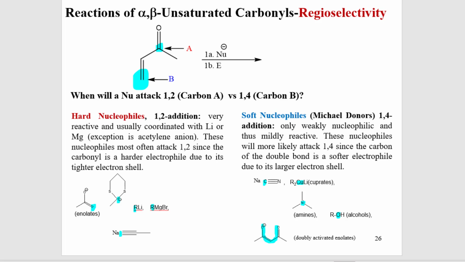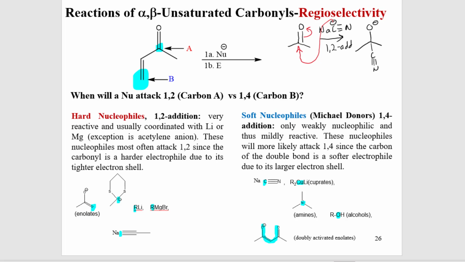Now, I just want to point out these soft nucleophiles, okay? So let me just take the nitrile, for instance. If I had a ketone and I introduced a nitrile, it would do a 1,2 addition, okay? This is a question I get a lot, so I just want to make sure I clarify this. So I just showed you a 1,2 addition.